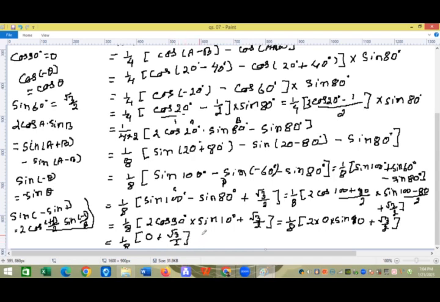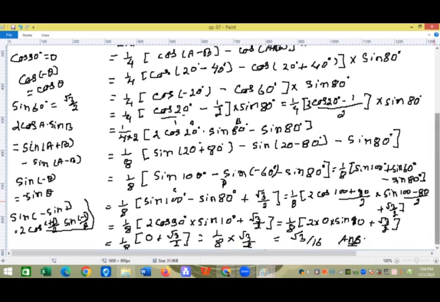So finally this is 1 by 8 times root 3 by 2. And you can multiply the denominators and numerators also. So 1 times root 3 is root 3. And 8 times 2 is 16. So this is the answer. So have a look from beginning to now.